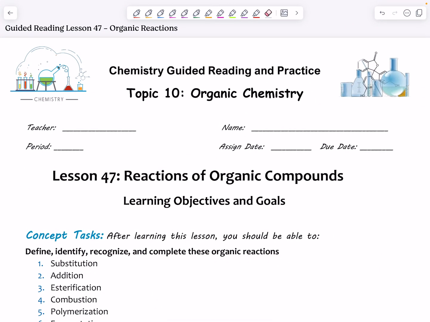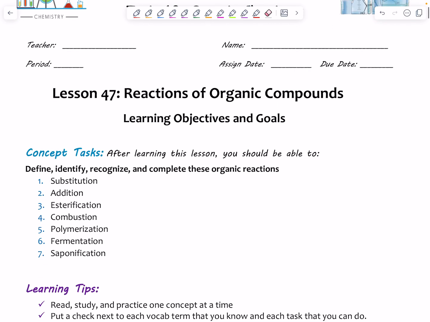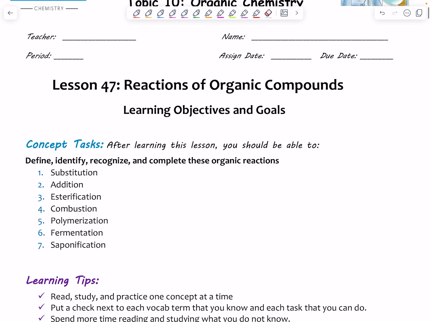Okay, guys, so for this last one with lesson 47, we're going to focus on some of the basic types of reactions for organic compounds. So there are 7 we're going to focus on here, these 7 right here. So we're going to go through each one, look at some examples and the practice with them before you guys work on your worksheet practice on your own.